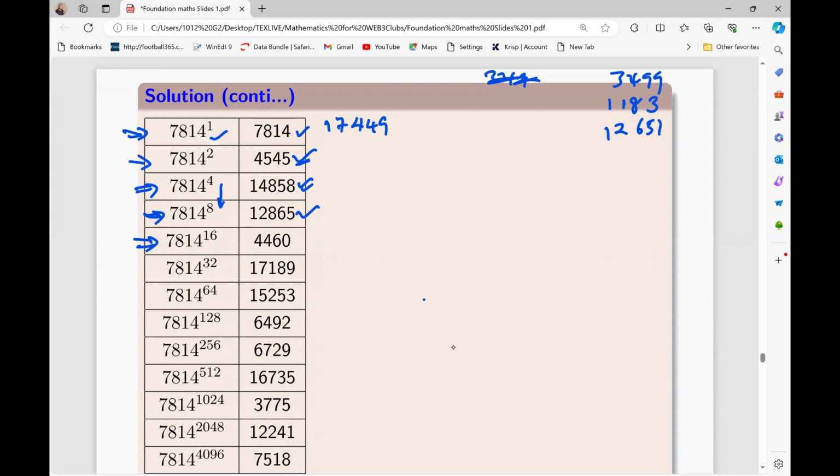Let's square this number, 12,865 times 12,865. I'm getting 165,508,225, divided by our divisor, which is 17,449. It goes how many times? 9,485. What is the remainder? Let me see.